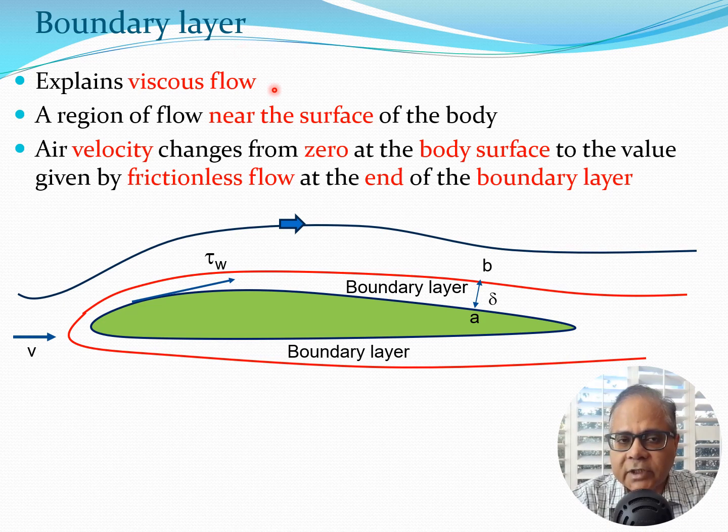We already discussed that the boundary layer is a region of flow near the surface of the body, and the air velocity changes from zero at the body surface. That means at the point A, the air velocity is zero, and then if you go to this point B, it reaches the value given by frictionless flow at the end of the boundary layer.